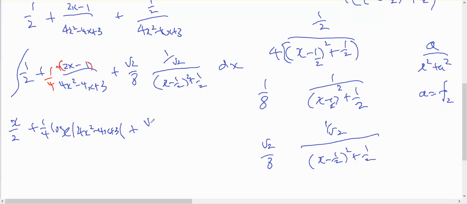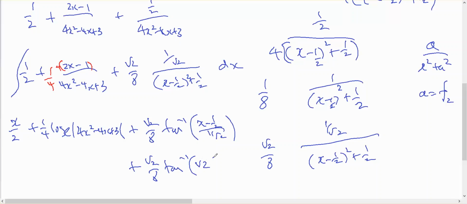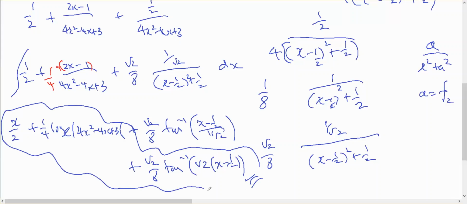plus root 2 on 8 inverse tan of x minus 1/2 over 1 on root 2, which is equal to root 2/8 inverse tan of root 2 times x minus a half. And that's going to be my answer.